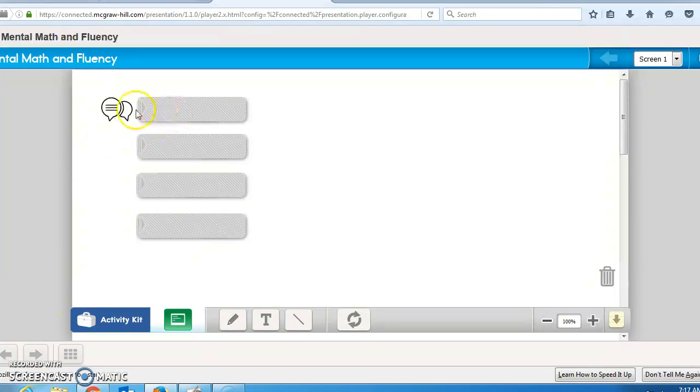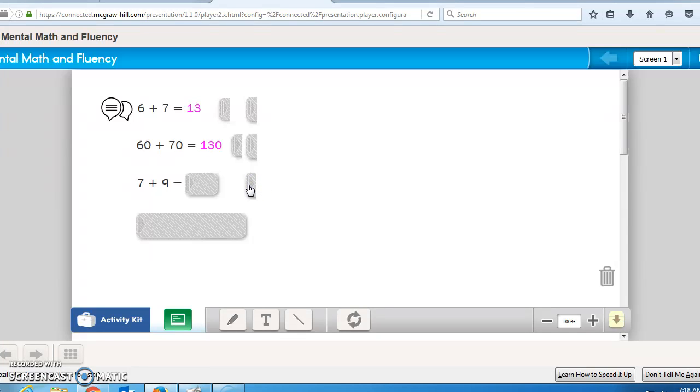This is a mental math and fluency review. What is 6 plus 7? 13. What is 60 plus 70? 130. Hopefully you realize that 6 plus 7 is 13, and if we were to align 60 and 70 correctly, we would notice that we would add the 10 to the end.